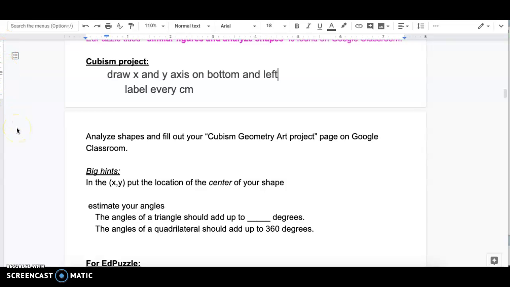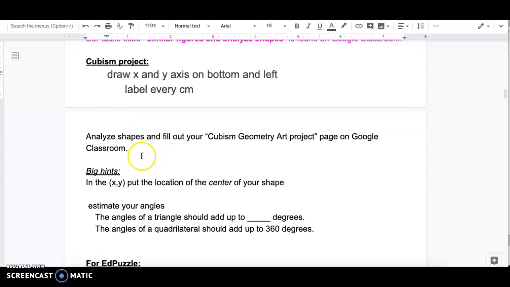It doesn't matter how many centimeters it is, it's okay. We just want to get a grid so that you can tell me the location of your shapes. So I'll show you that in just a second, but you're going to be finding the XY location, so across and then up, of about the center of your shape. And you're just estimating that so that I know what shape you're talking about. Because I bet your paper has a lot of triangles on it and a lot of quadrilaterals. So I need to know what shape you're talking about.